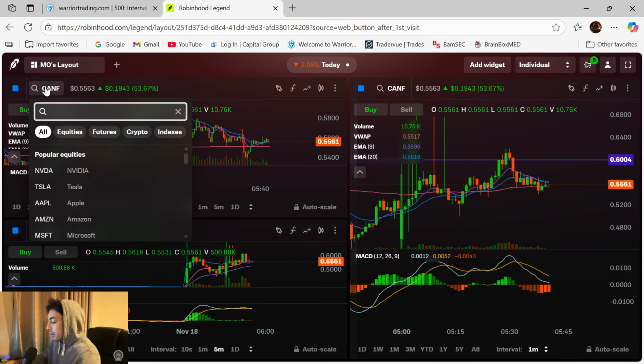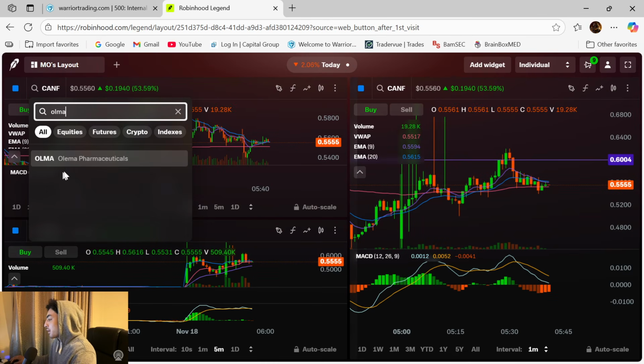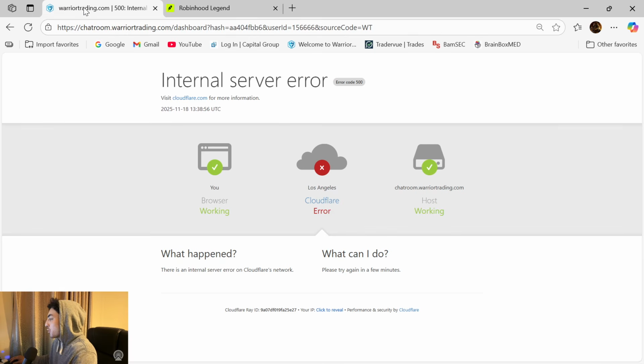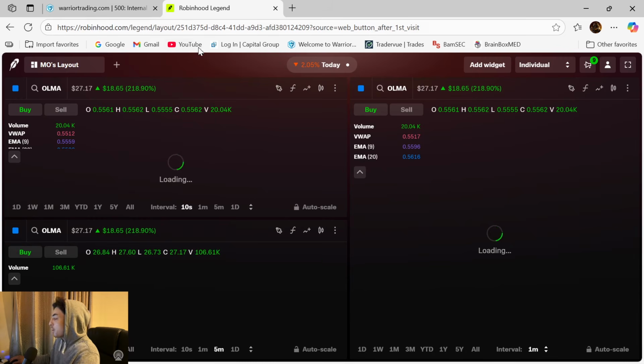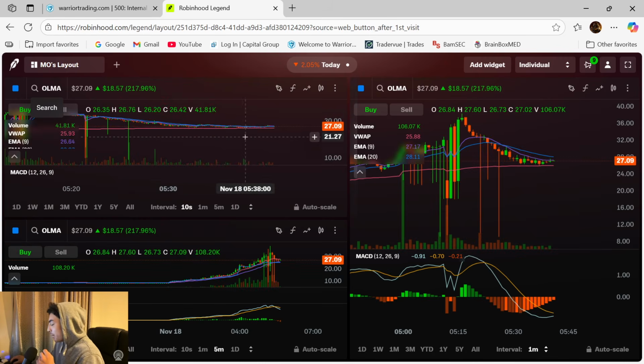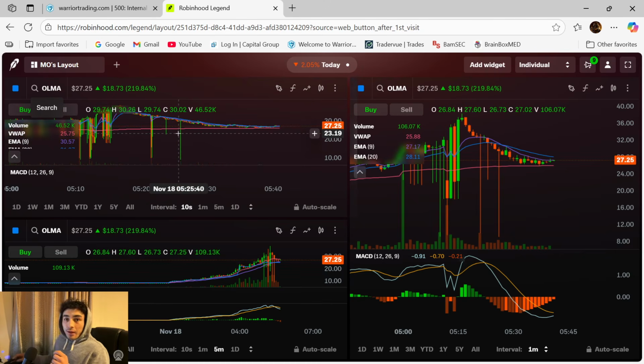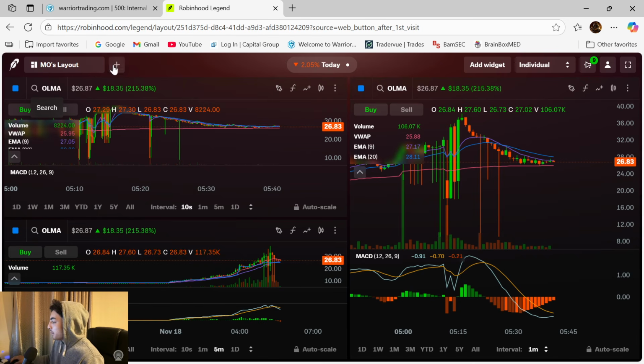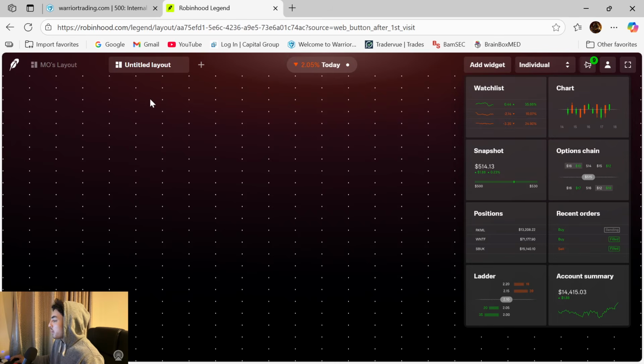Okay, so KenF was one. What we were looking at before, when we first jumped on, I was like, okay, I can't use Warrior Trading. I saw OLMA was up on the scanner. And I'm going to show you guys how to configure this on your screen, not right now, but after. Because the way I had this set up was nothing. Start from scratch, so I might as well do it right now.